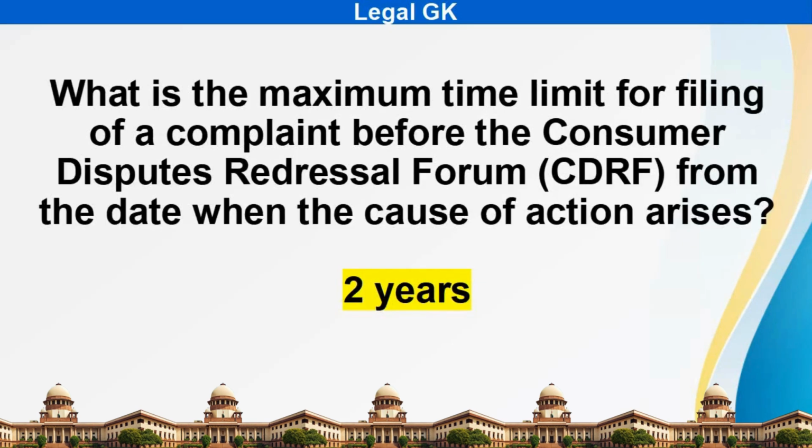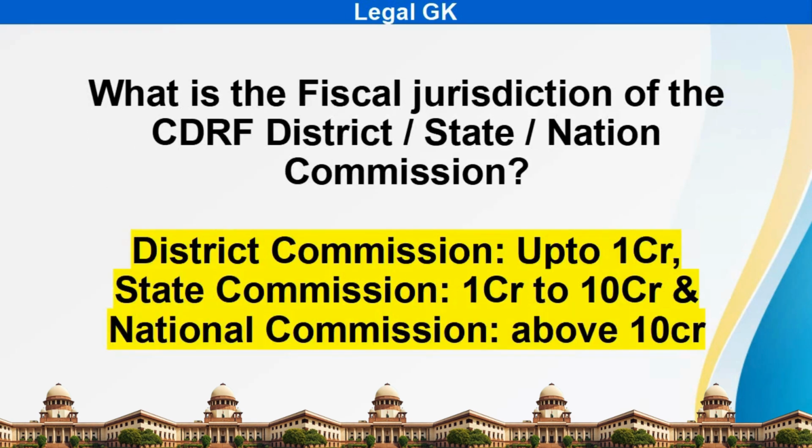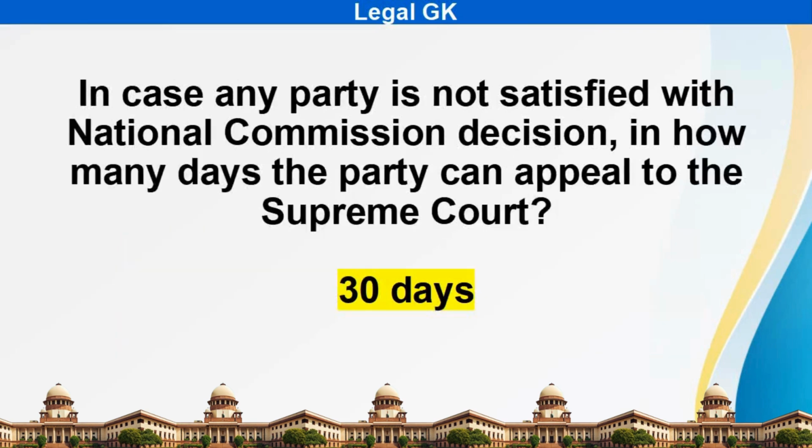What is the maximum time limit for filing of a complaint before the Consumer Disputes Redressal Forum from the date when the cause of action arises? 2 years. What is the fiscal jurisdiction of the CDRF District State Nation Commission? District Commission up to 1 crore, State Commission 1 crore to 10 crores and National Commission above 10 crores. In case any party is not satisfied with National Commission decision, in how many days the party can appeal to the Supreme Court? 30 days.